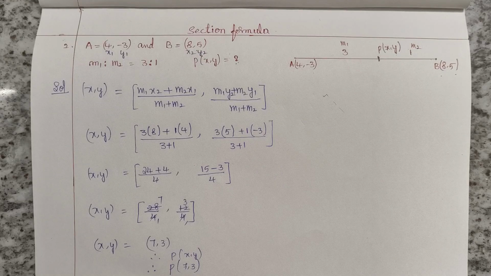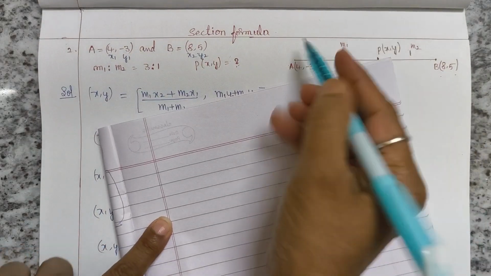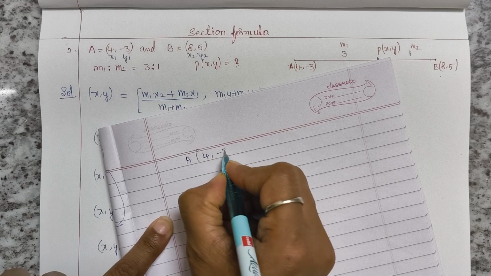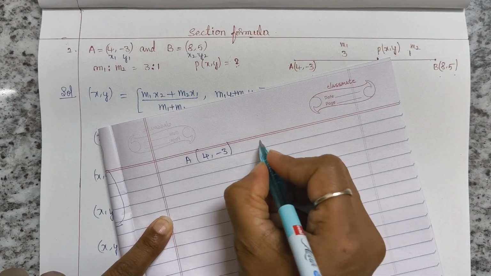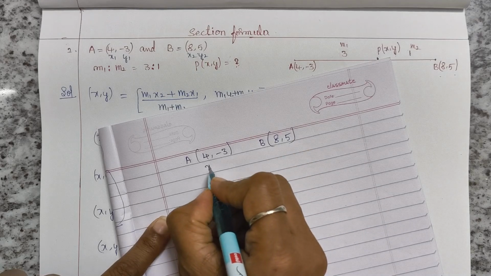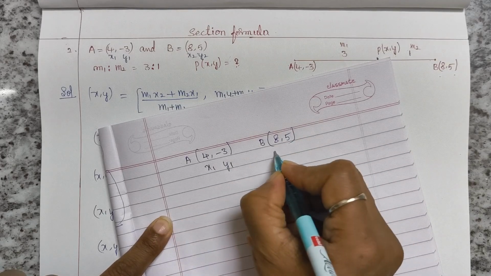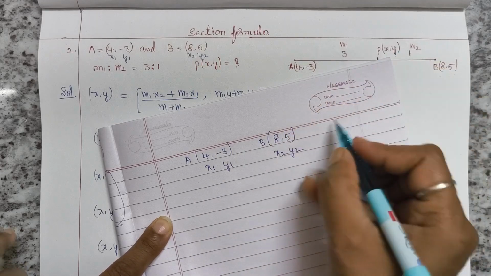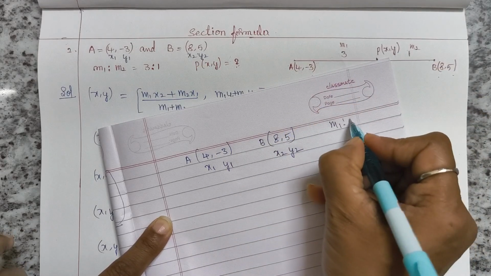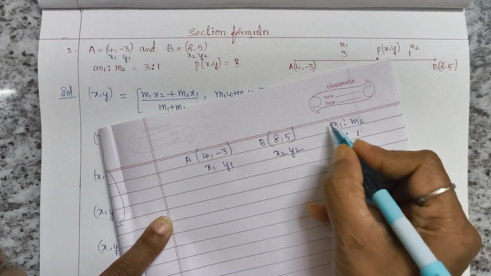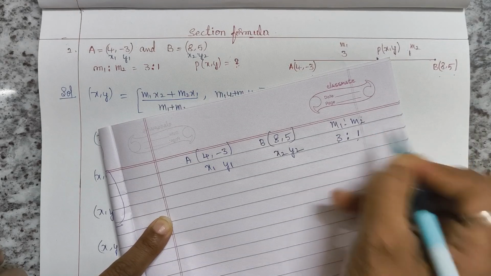See here, if we do this sum, we will get a little bit of grip on this section formula. Okay. See here, first coordinate, A is 4, minus 3. Next, B coordinate is 8, 5. So this one you take as x1 y1, and this one you take as x2 y2. Next, m1 is to m2. Which ratio is there? 3:1 ratio. So m1 is equal to 3, m2 is equal to 1.